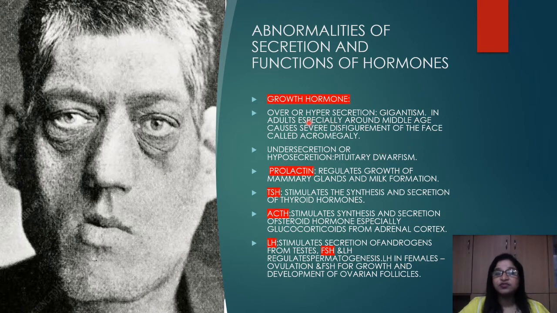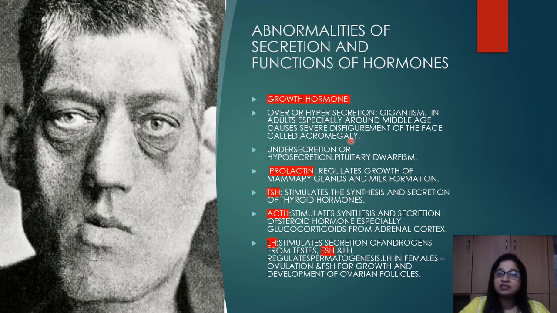In adults, if there is oversecretion, especially around middle age, it will cause a severe disfigurement of the face where the jaw grows beyond proportion, and this condition is called acromegaly. You can see this condition here. This is a typical acromegaly face. This is how the person will look.